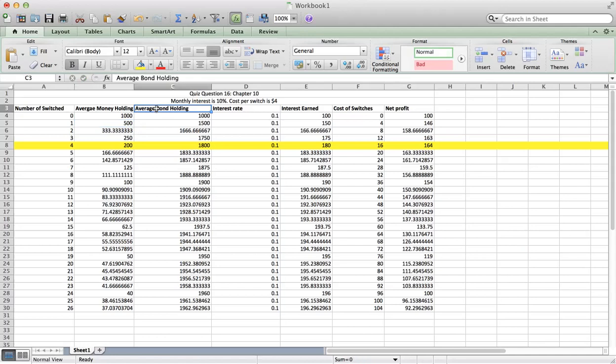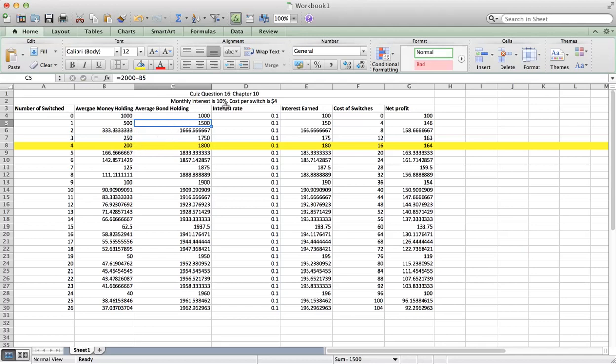Now, to calculate the average bond holding, just take the difference between the income, which is 2,000, minus the average money holding. So 2,000 minus 1,000, you get 1,000. 2,000 minus 500, you get 1,500. 2,000 minus 333, you get 1,666, and so on and so forth. So you get the average bond holding.